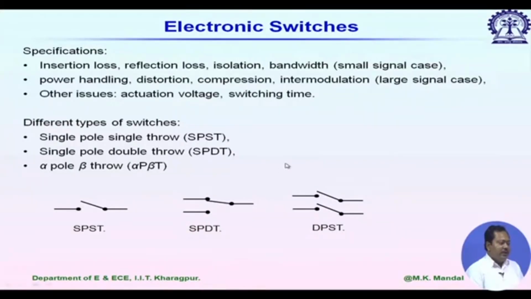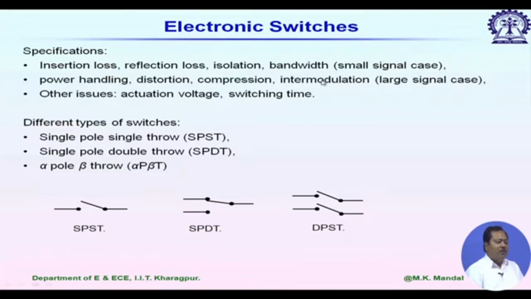Now, switch specifications. For the small signal case, the main characteristics are insertion loss, which is the loss between input and output, reflection loss seen at the input terminal, isolation when the switch is off, we are expecting very good isolation between input and output, and then the bandwidth of operation.